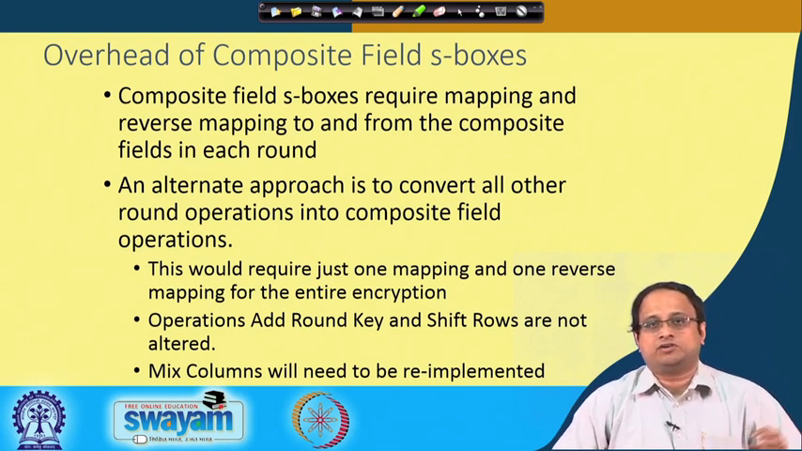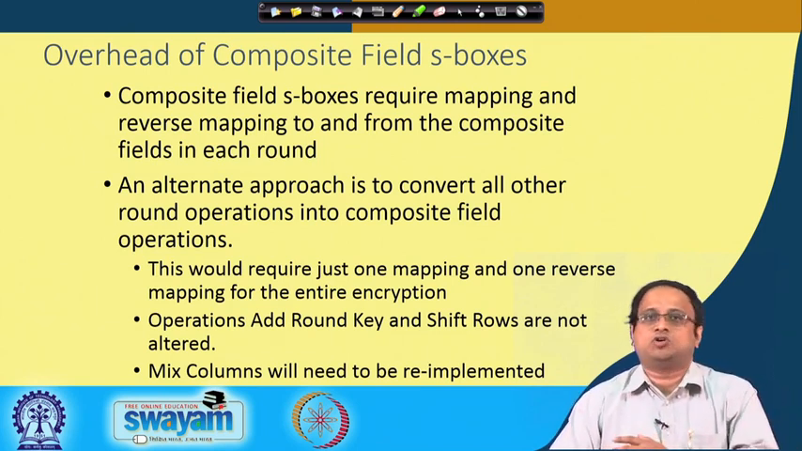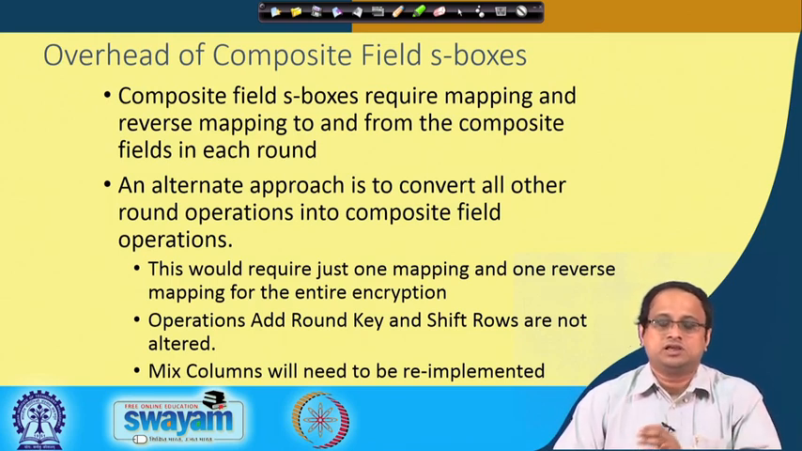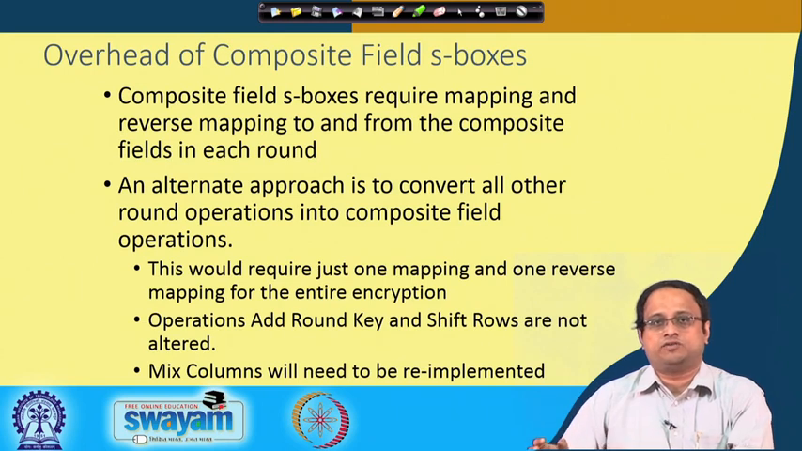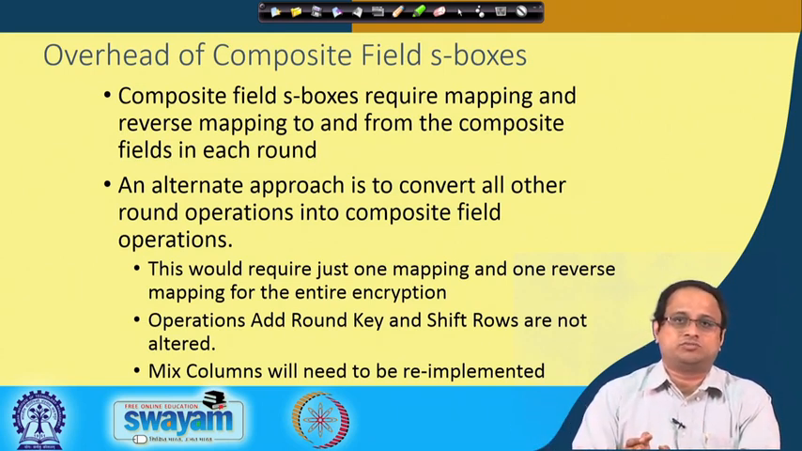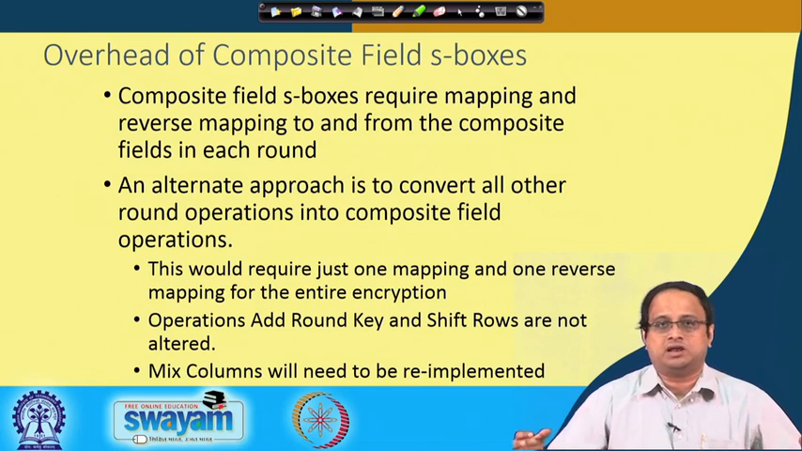So you basically do a transformation only at the beginning. When you have the plain text and the key, you convert the plain text and the key to the composite field and then write the entire AES in composite fields. So you basically design the entire AES in composite fields, and finally you get the result in GF(2^4)^2 or your chosen composite field, and you then just do an inverse transformation to get the result. So in that case, the transformation overhead is only at two places, at the beginning and at the end, but you are not doing it per S-box or per computation.